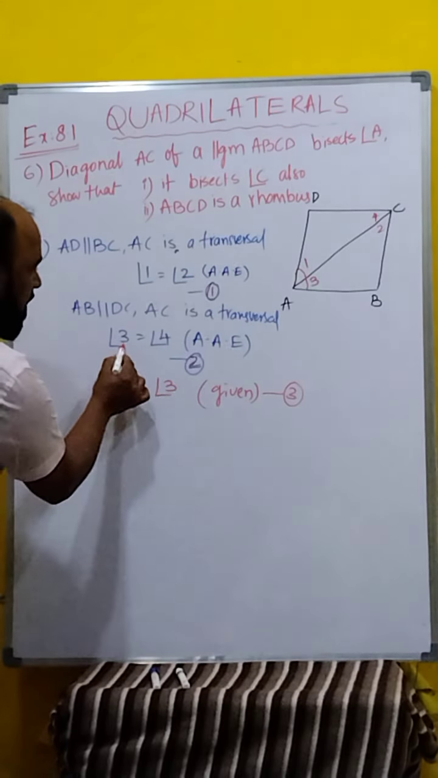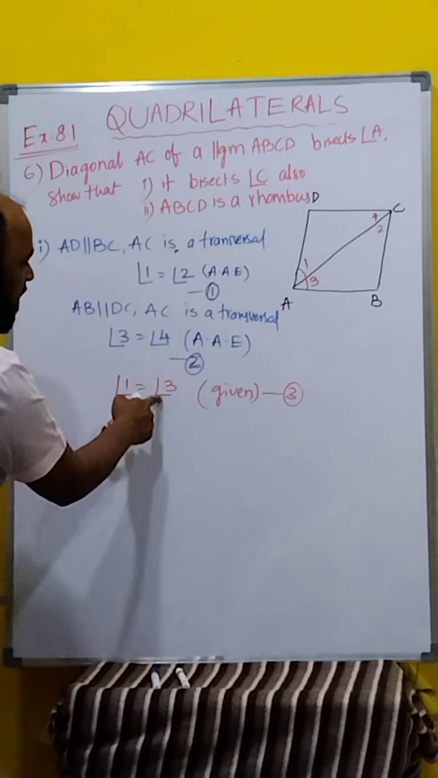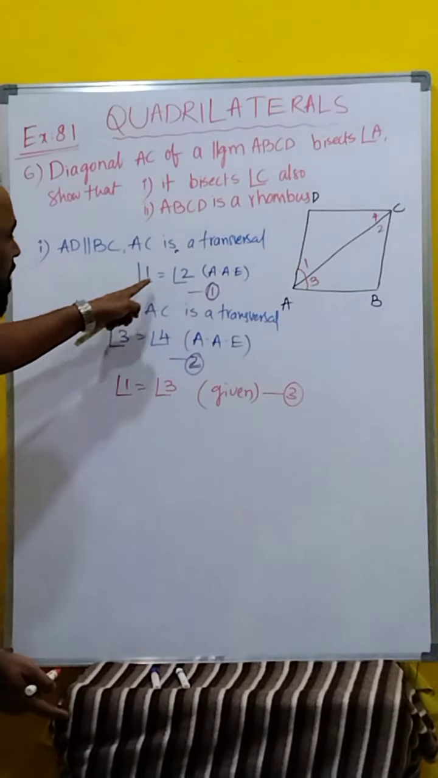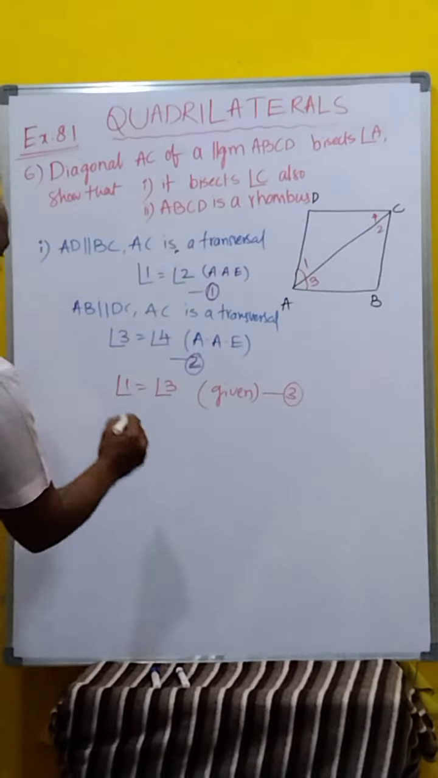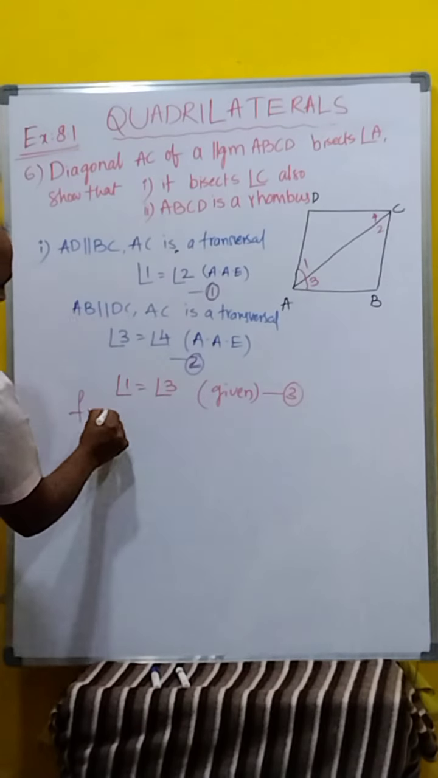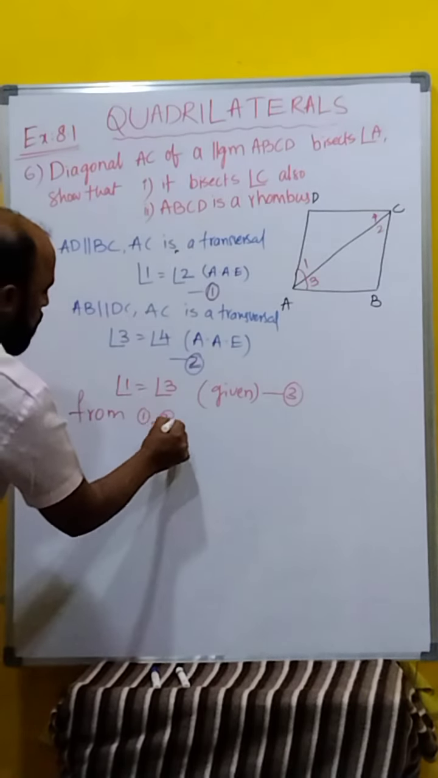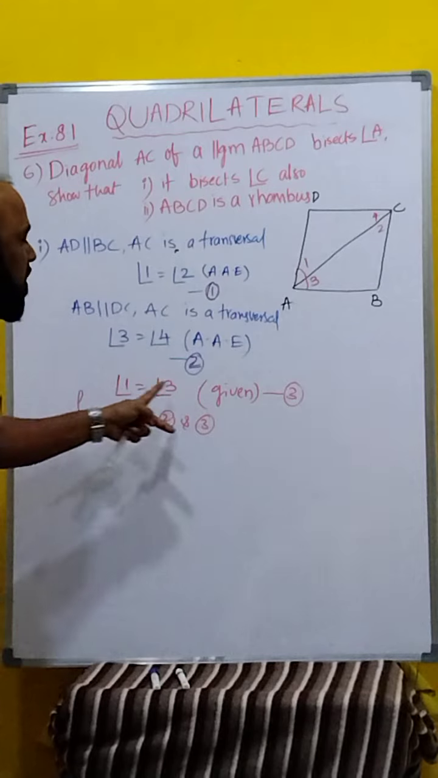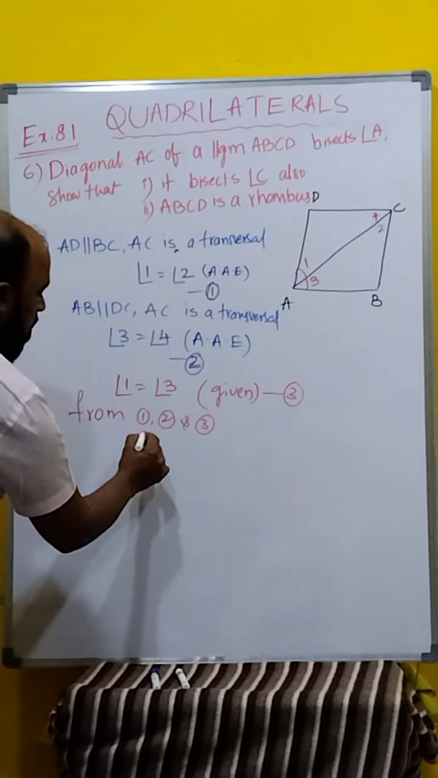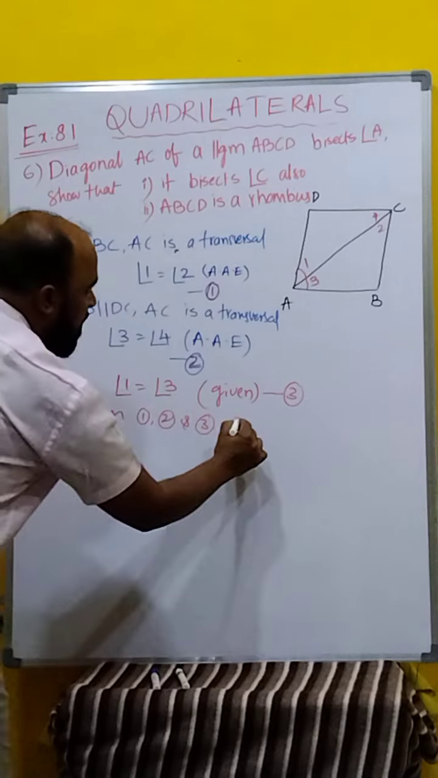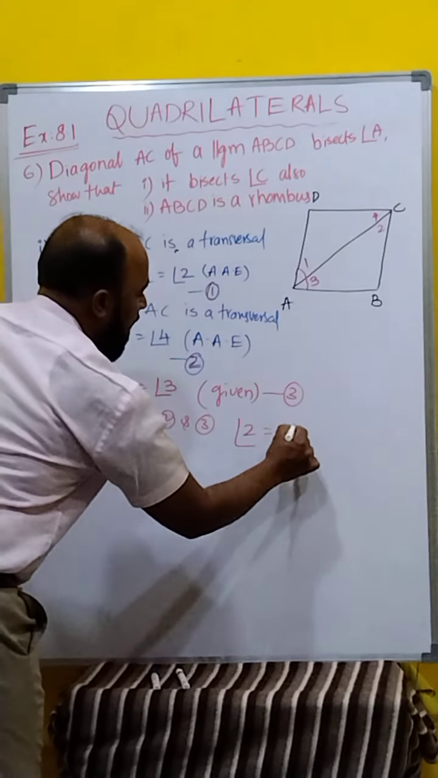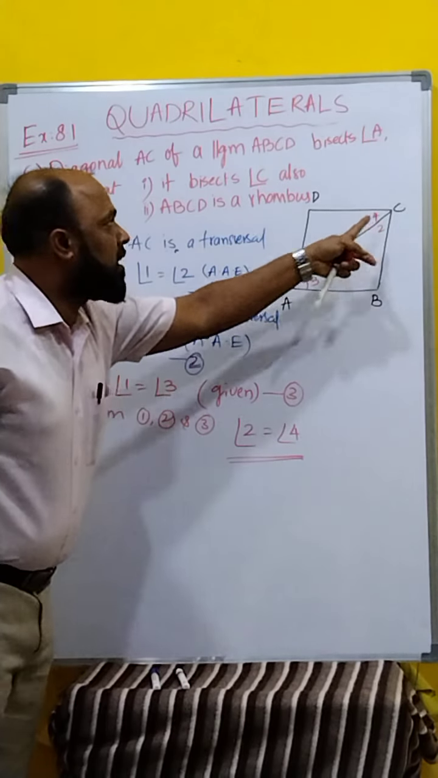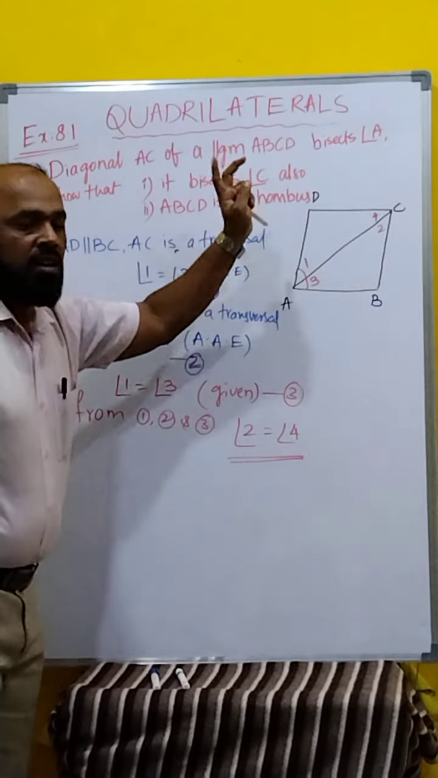Here we know angle 3 is equal to angle 4. In the place of 3, we can apply 1, so 1 is equal to 4 also. But 1 is equal to 2 again. From 1, 2 and 3: 1 is equal to 2, 3 is equal to 4 and 1 is equal to 3. Finally, from 1, 2, 3, angle 2 is equal to angle 4. If these two are equal, then it bisects angle C also.